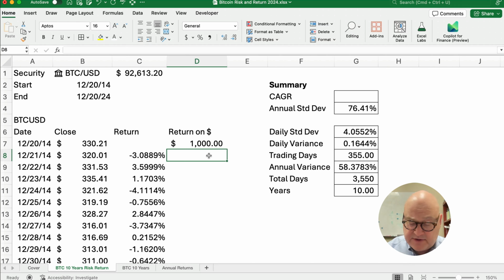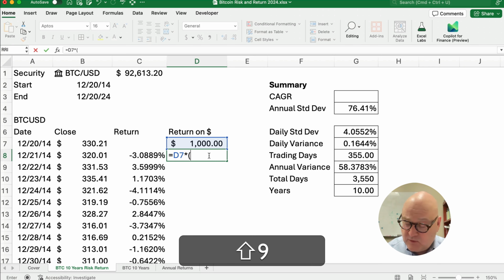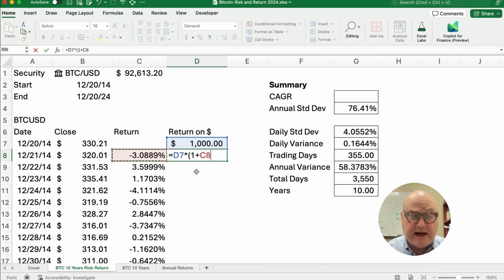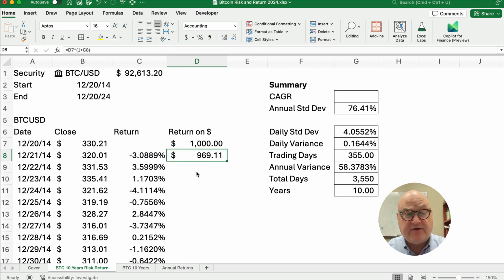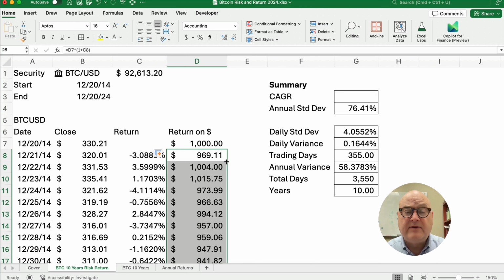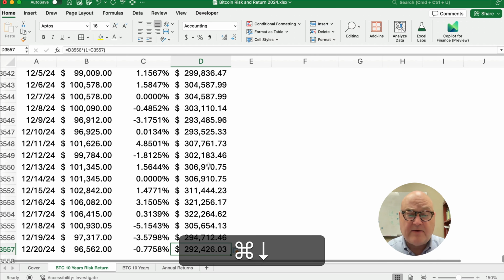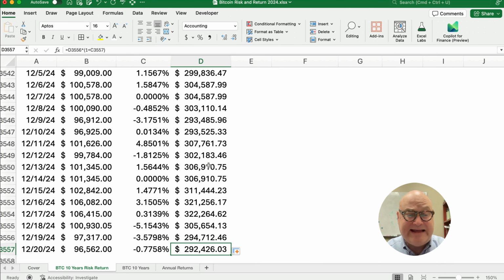Here this is a negative return, so we're going to take the 1,000 times, start with parentheses, 1 plus the minus 3%. What happens is if you invested $1,000 when it was $330 and it went down to $320, you lost about $30. Okay, so we can go all the way down and see what your amount is worth at the end. Well, it's worth $292,000.